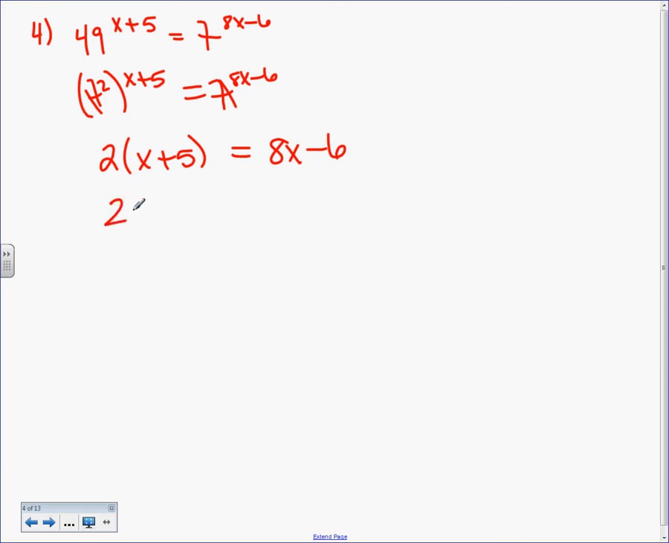So we end up with what? 2x plus 10 equals 8x minus 6. Have you guys already solved it while I was talking? What'd you get? Reduce always, right? Take your time.